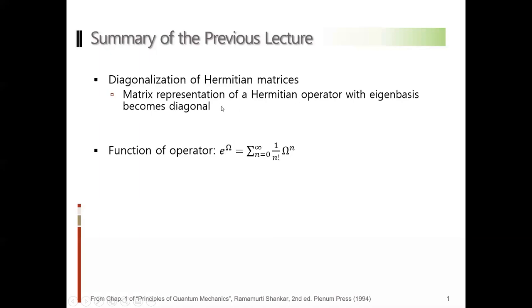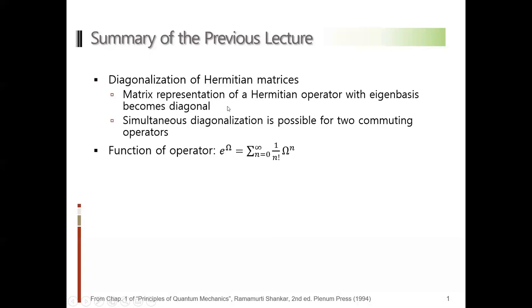Moreover, the next question was, how can we find the common basis which will diagonalize two or more than two operators? The answer is, if those Hermitian operators commute with each other, then in principle you can find a single basis which will simultaneously diagonalize all those operators.